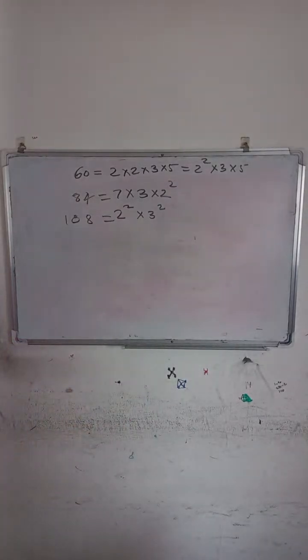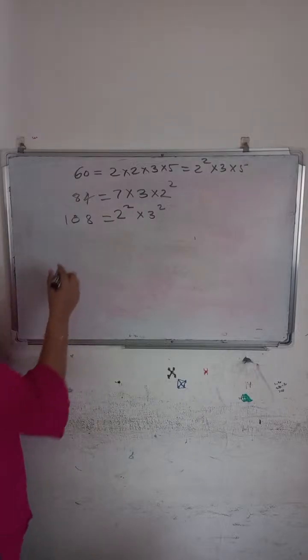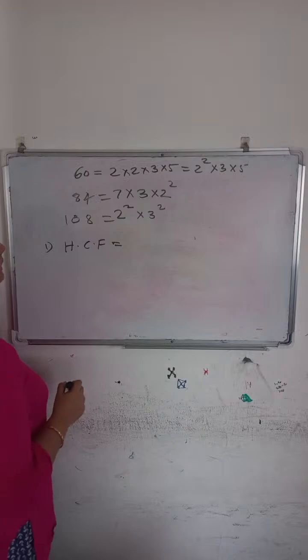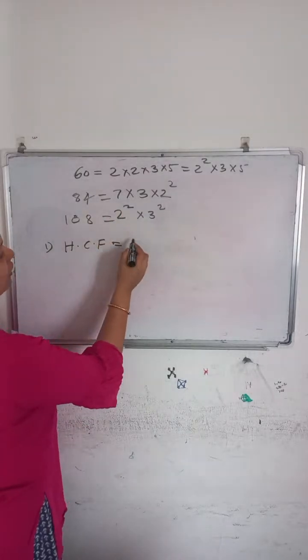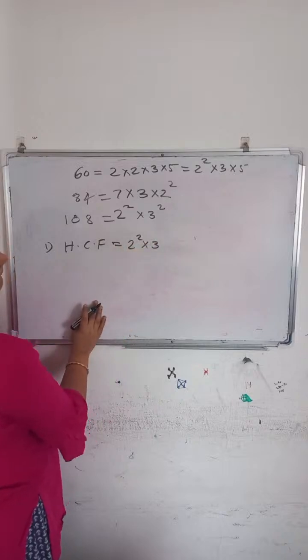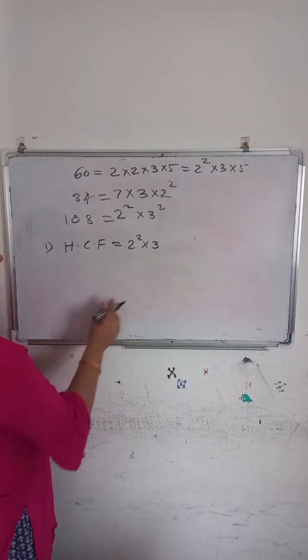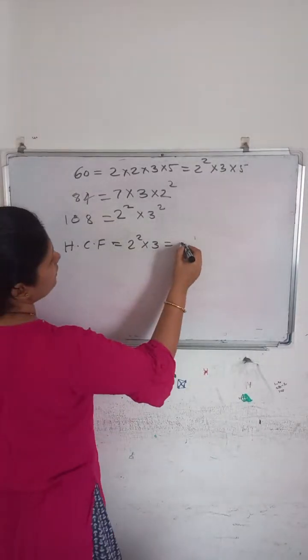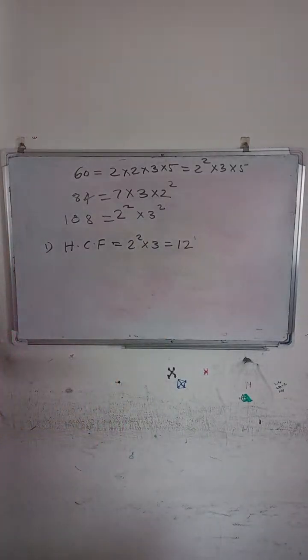So here first they are asking the maximum number of participants that can be accommodated. That is the HCF we have to find first. The highest common factor is 2 raised to 2 and 3 raised to 1. That is nothing but 2 raised to 2 is 4, and 4 threes are 12. Okay, correct. So this is the HCF I got.